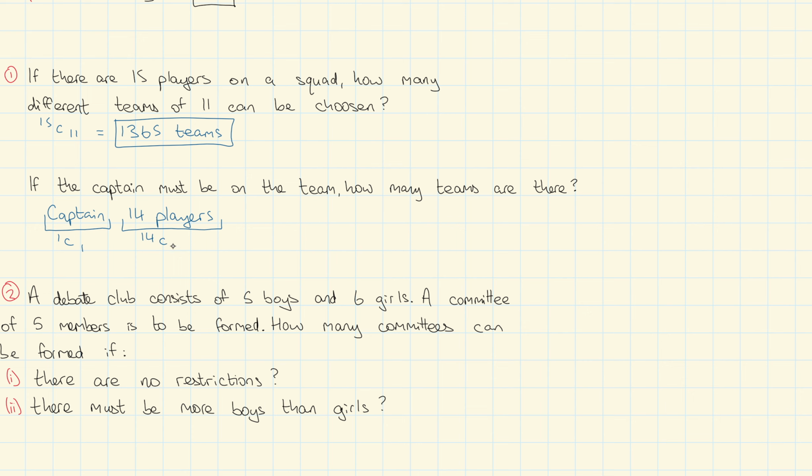And it's 14 choose 10, because 14 and 1 gives me my 15 players, and 10 plus 1 gives me my 11 players. So just into the calculator, 1 choose 1 will give you back 1 multiplied by 14 choose 10, which will give back 1001. So that's cut down just 364 teams. It's taken off the answer from part 1.